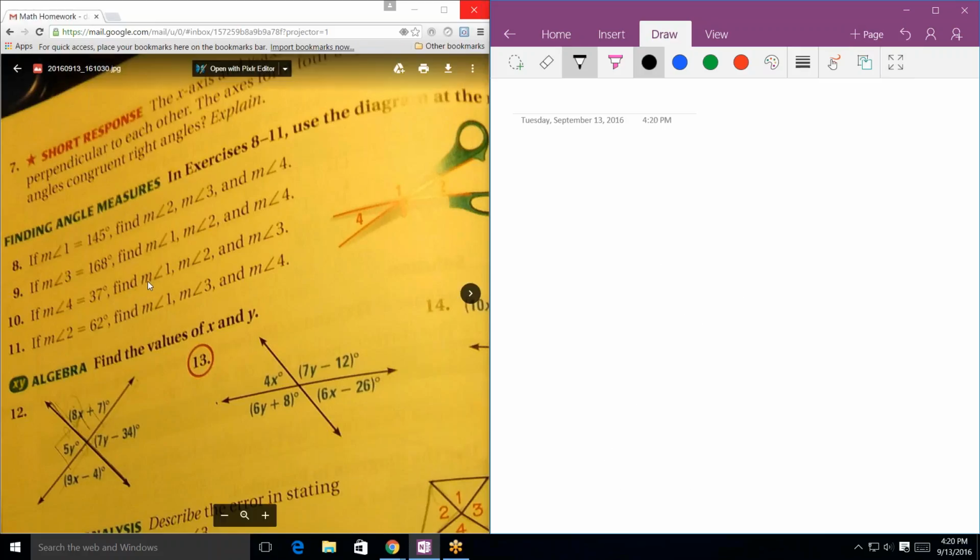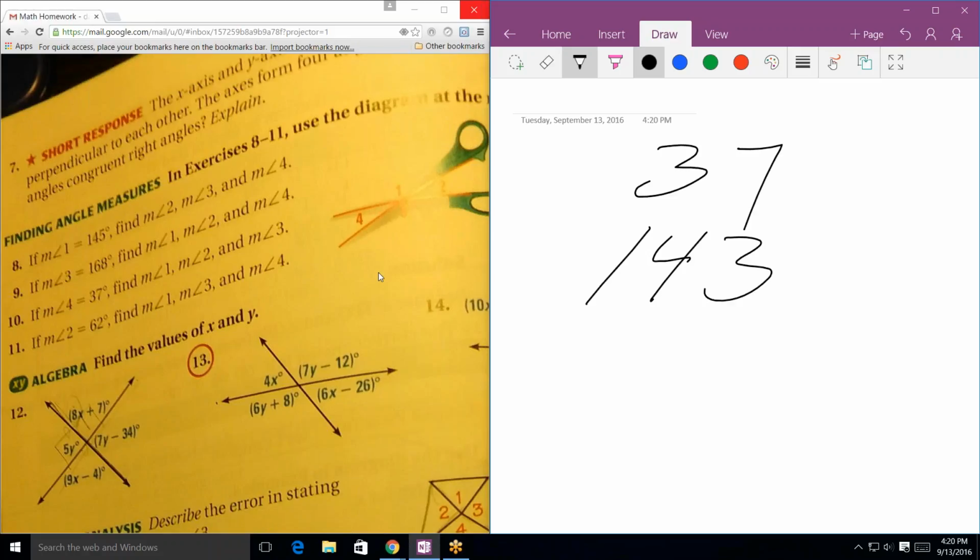How about number 10? What's angle 1? Measure of... yeah, so it's given that the measure of angle 4 is 37 degrees. That would mean the measure of angle 2 would have to be 37 degrees. The measure of angle 1 would have to be 143 degrees, and the measure of angle 3 would have to be congruent or equal to the measure of angle 1. Again, notice those two numbers add to 17.